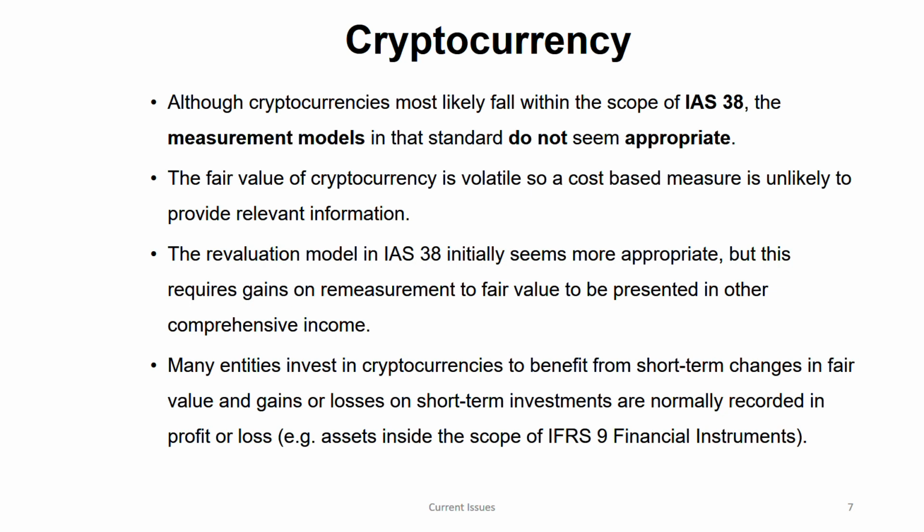But when it comes to cryptocurrency, what is the feature of cryptocurrency? Many entities invest in cryptocurrency for a reason. They don't keep cryptocurrency for the long term to see whether they are getting any profit or not. No, they invest for the short term, to benefit from short-term value. So if there is any change in the fair value in the short term, they benefit. Because it's a short-term investment, any changes in the fair value, whether it's a gain or a loss, are normally recorded under profit and loss.